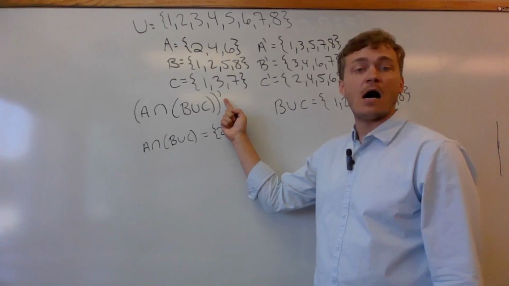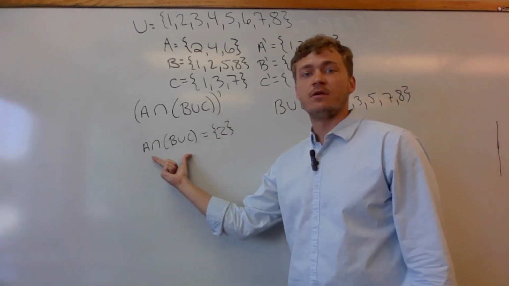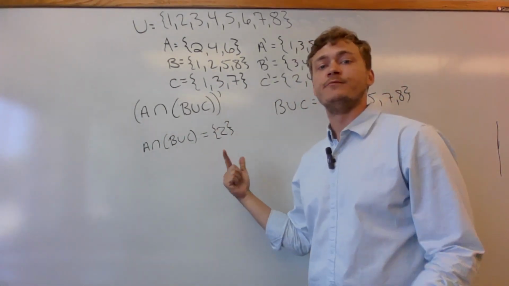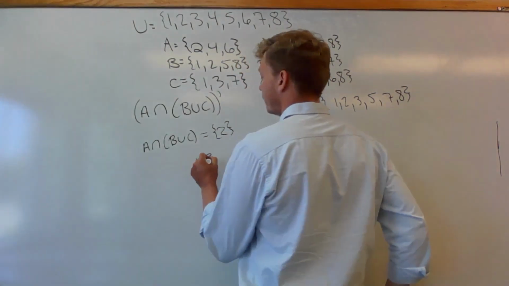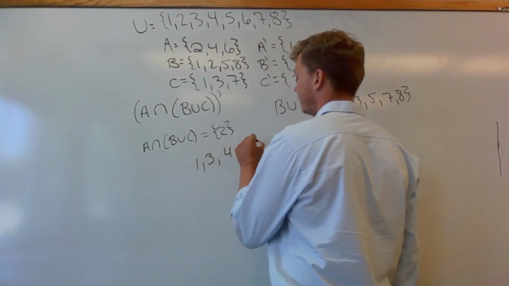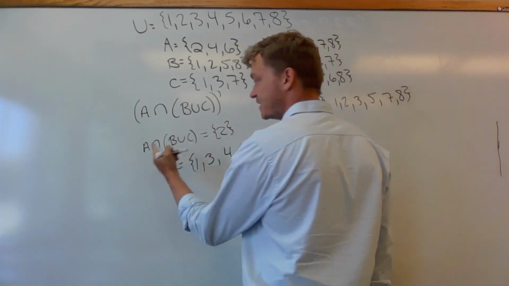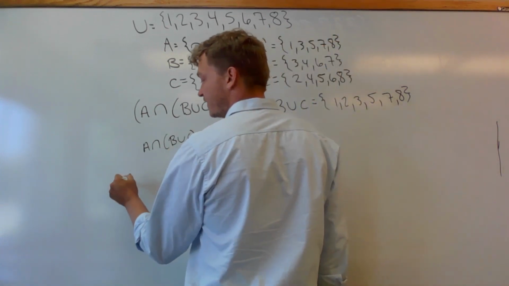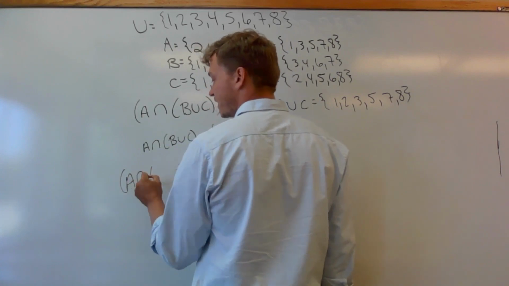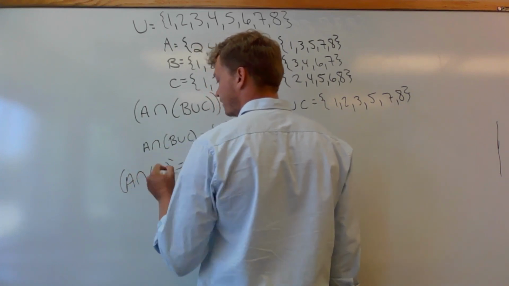I want to find the complement of this expression: everything except 2. Well, we write that out: 1, 3, 4, 5, 6, 7, 8. Everything that's not in this set is the complement. So we just found the complement of A intersect B union C.